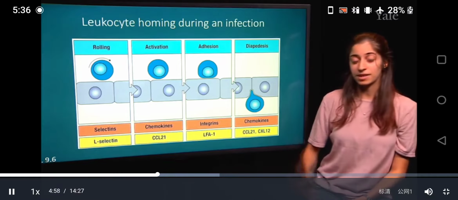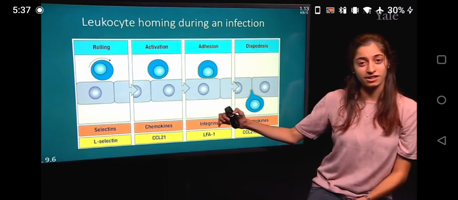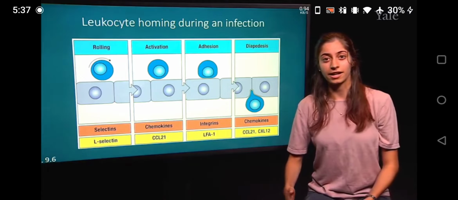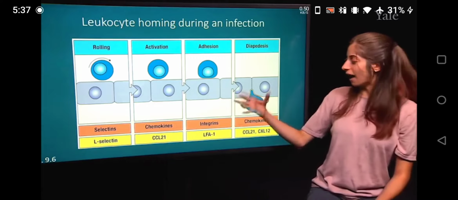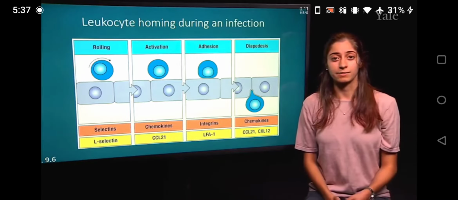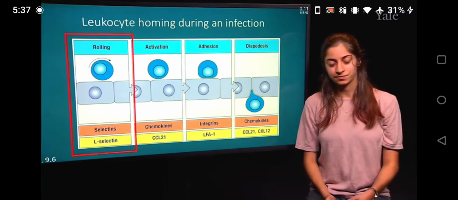The third step is adhesion. At this point, the cell will stop rolling along the endothelial layer and instead will halt. This stopping of the cell will allow it to migrate through the endothelial layer in a process called diapedesis. So first, let's start with the rolling.